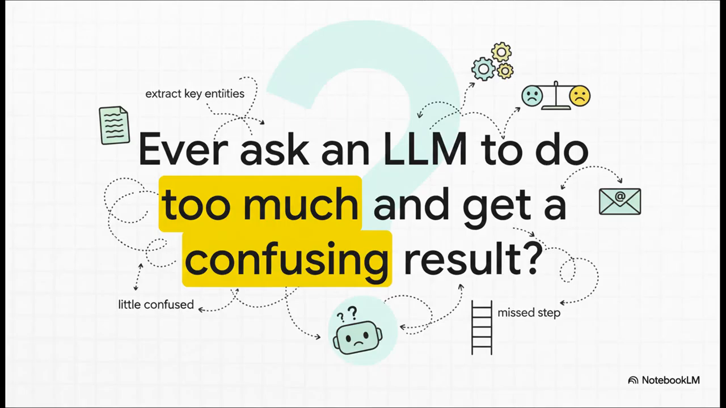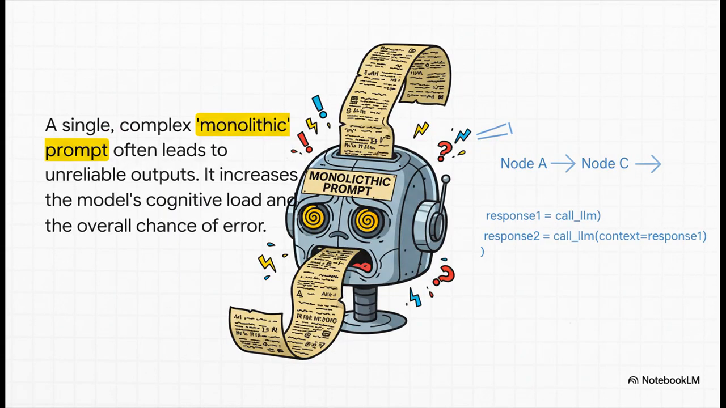So let's be honest, we've all been there, right? You craft this incredibly detailed, multi-step prompt, asking an LLM to do everything at once. You want it to summarize and extract and analyze and then draft an email. And what do you get back? Usually a garbled mess or a response that just completely ignores half of your instructions. There's a really good reason why this happens.